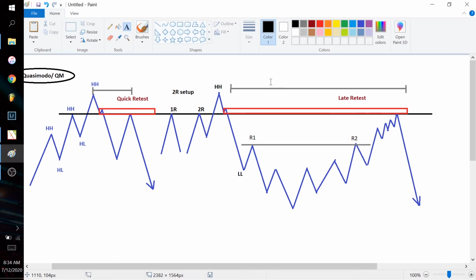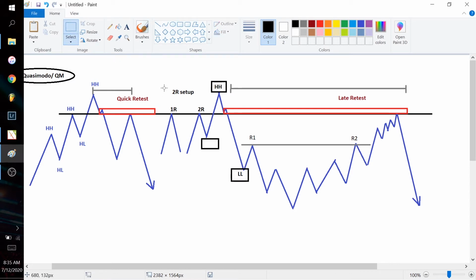This is an alternative to the Quasimodo or the QM. But most importantly, what you are looking out for is a lower low. So for example, we have a low here. You want to be able to see a lower low here, and obviously we have the higher high to establish our QM. That's very important. So this is the 2R.